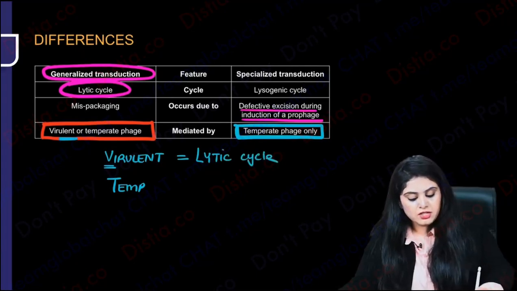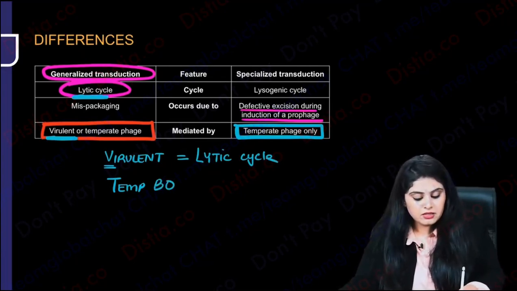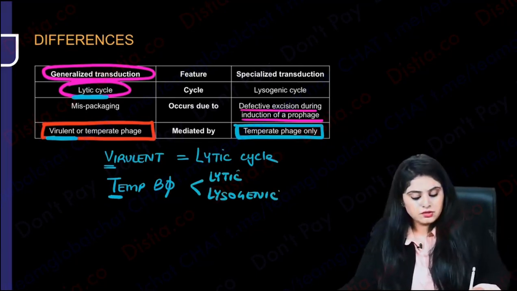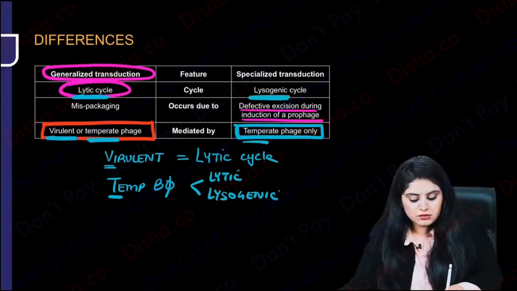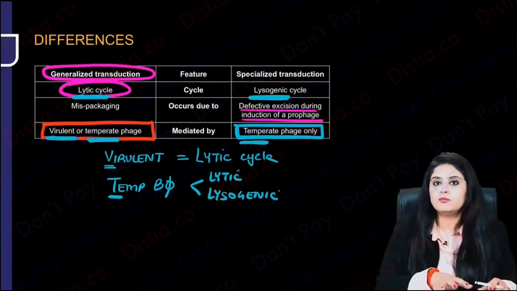The virulent phage will only and only have the lytic cycle, whereas I told you the temperate bacteriophage will have two cycles. It will have lytic cycles also, it will have lysogenic cycles also. That means it will be seen in both the transductions. It will be seen where there is lysis, where there is lysogenic. So temperate is seen here also, temperate is seen here also. Better is you learn it like that. This is just a simpler way of putting it, right?